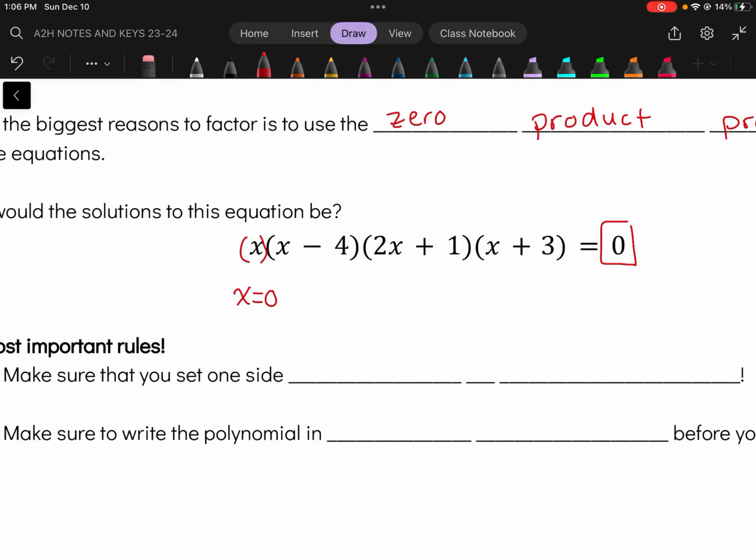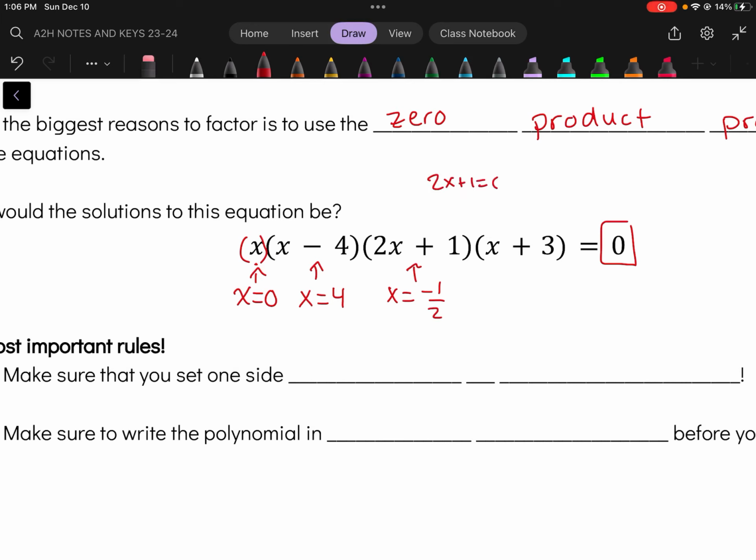So, when x is 0, I get 0 times negative 4. It doesn't matter what the rest is. It's going to be 0, right? When x is 4, that's going to make this factor 0. When x is negative 1/2, it's going to make that 0.